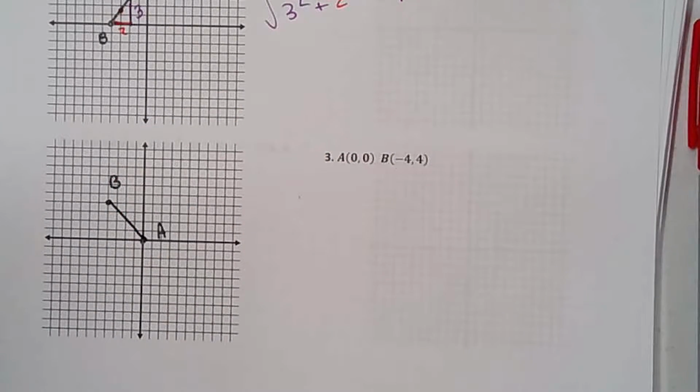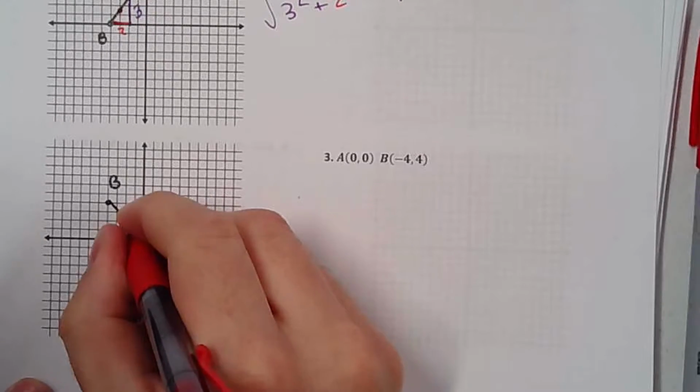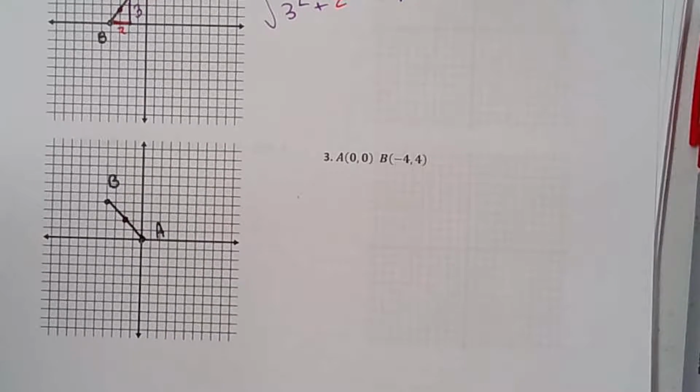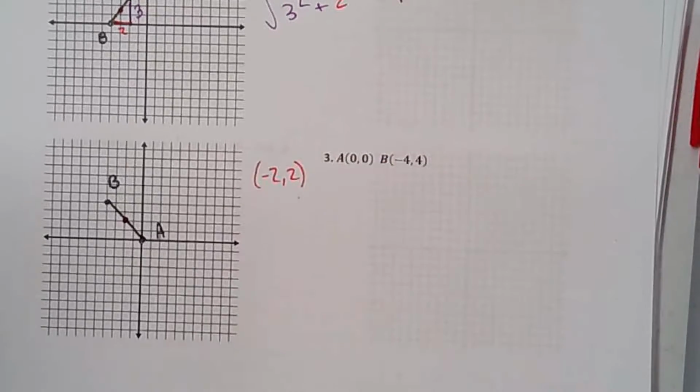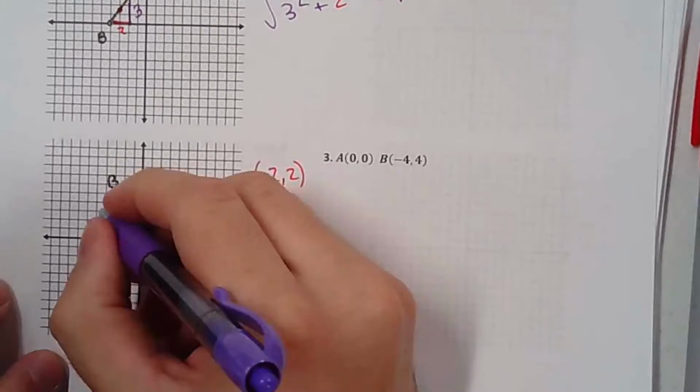All right, so. Looks like there. -2, 2. Negative 2, 2? Is that what you got? Okay, cool. I'll trust you on that. That's the midpoint. And now we do Pythag.